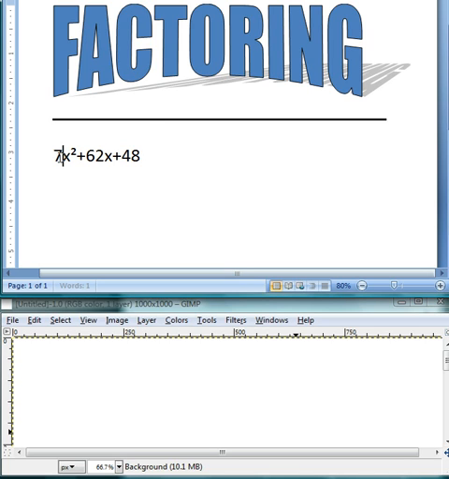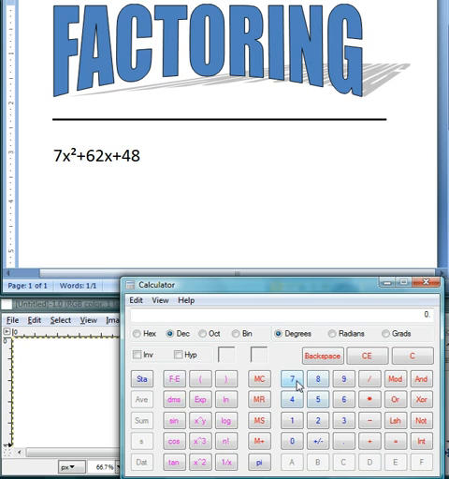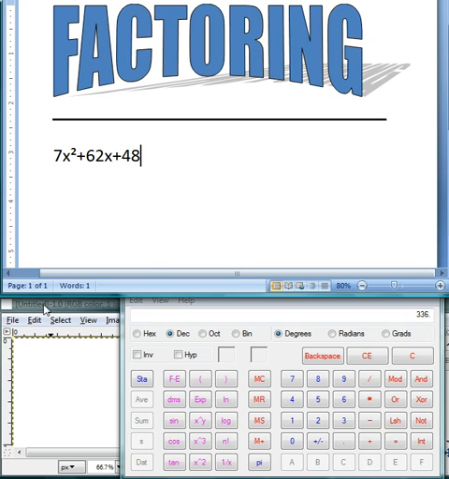So you times the 7, sorry, let me explain better. When you have a number in front of the x squared, you can take that times the 48. So let me do that right now. The 7 times 48 equals 336. Okay, so we need to find some divisible factors of 336 that go into 62x. Since the 48 is positive, they're both going to be positive and add up to 62.